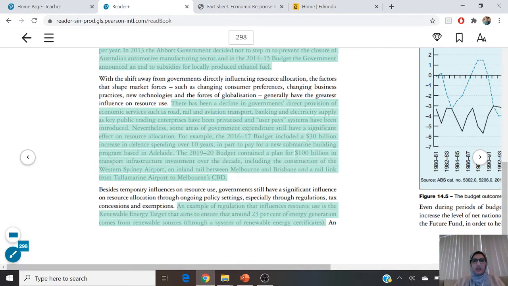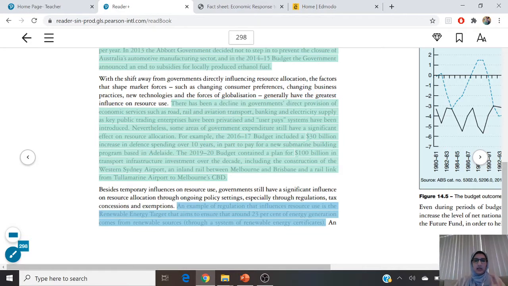Nevertheless, some areas of government expenditure still have a significant effect on resource allocation. For example, the 2016-2017 budget included $30 billion in... contained a plan for 100 billion in transport infrastructure. I loved this example. That's why I highlighted this, because it's to do with environmental change, and we've discussed that in class.